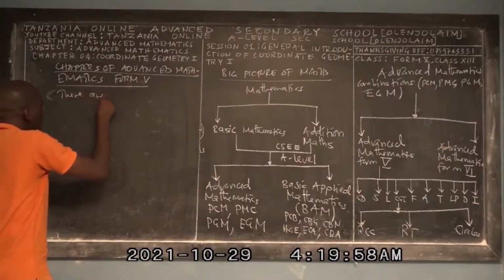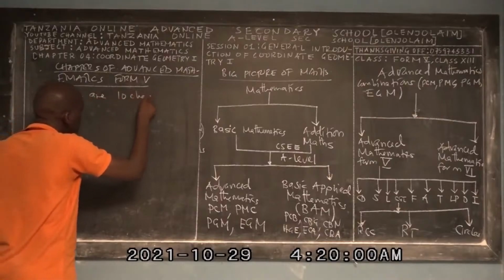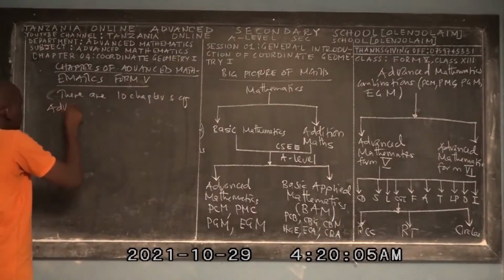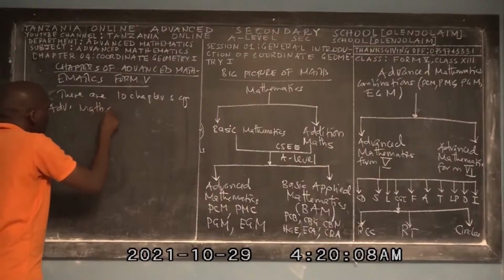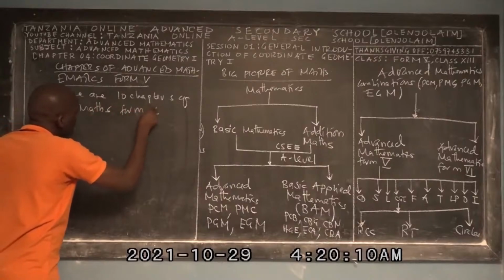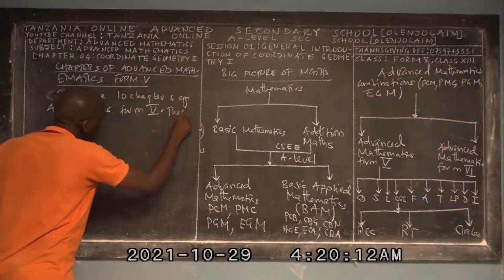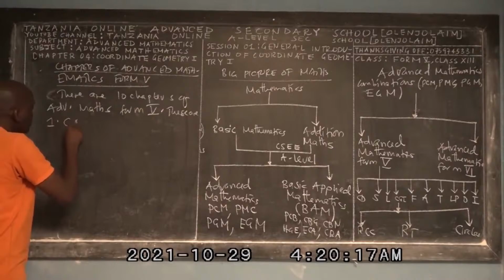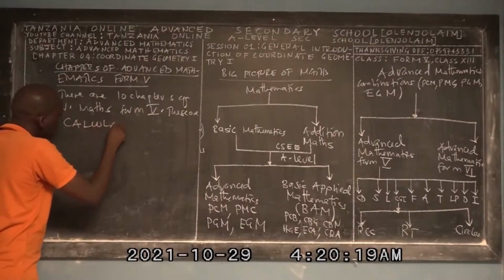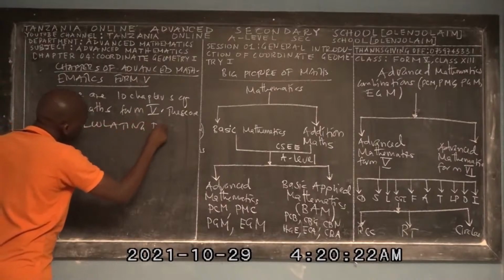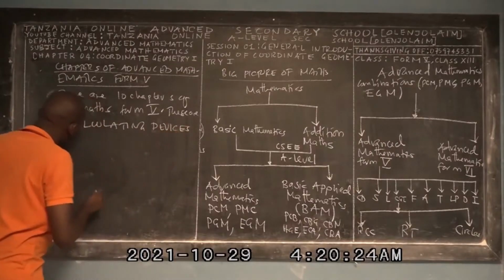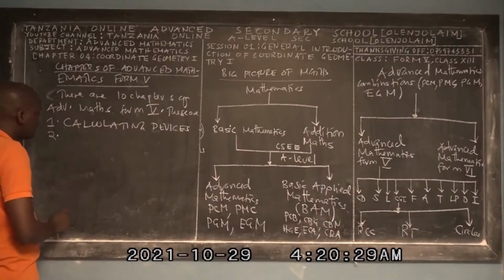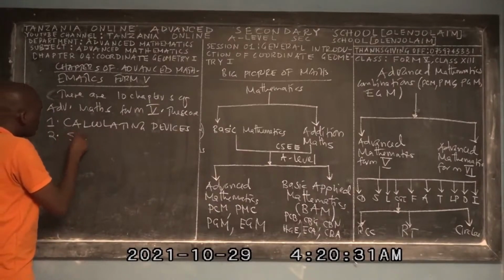There are 10 chapters of advanced mathematics Form 5. And these 10 topics are: the first one, we call it calculating devices. We have 2 calculating devices that we're going to learn, which are the scientific calculator and computer, according to the curriculum. Then the second one, we call it set.